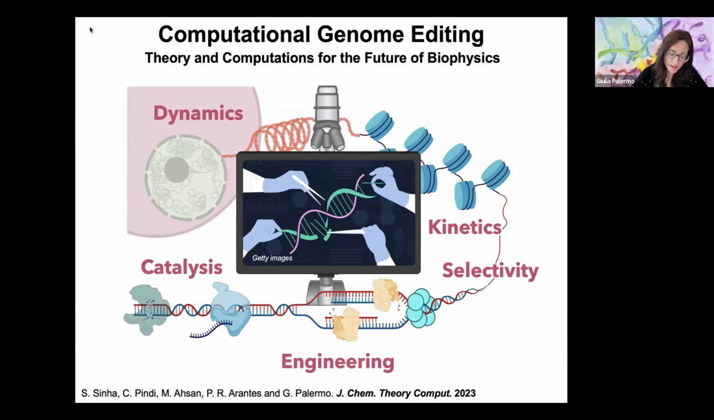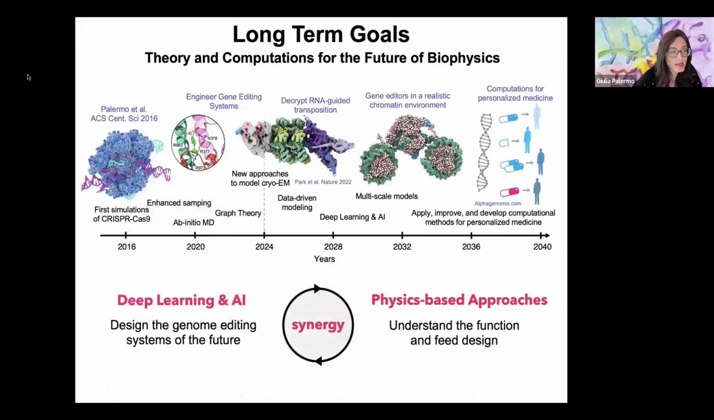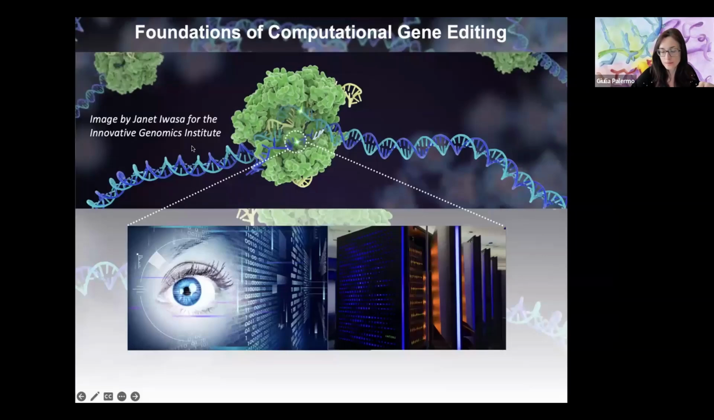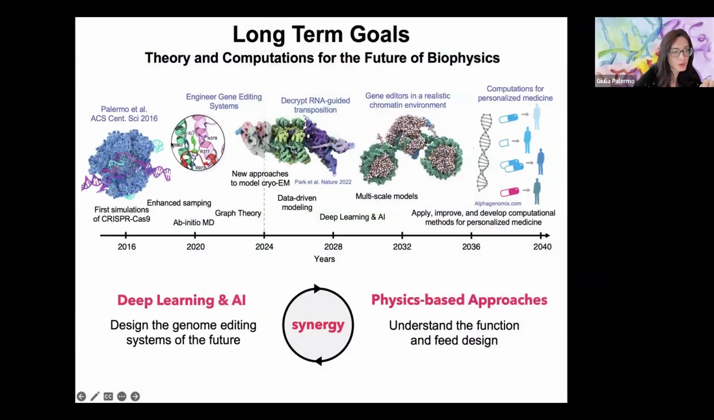So this is why my lab wants to embark on this journey that is called computational gene editing in the long term, based on the first yearly publications and the publications of my lab. Here is where we are in 2024, where we characterized CRISPR-Cas9 systems and engineered the gene editing systems. This is where we want to go in terms of data-driven modeling, multi-scale models, to ultimately employ computations for personalized medicine. So as Gaetano has introduced, the role of deep learning and AI will be absolutely central to design the genome editing systems of the future.